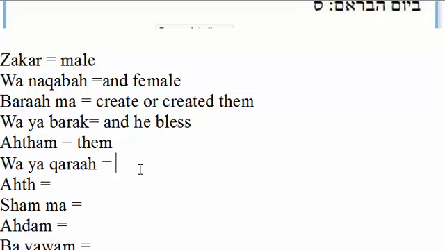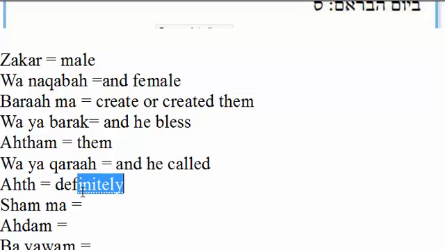Waya Kwara'a. Wa at the beginning of a word when it's not connected, again is and. Ya at the beginning of a word when it's not connected, again is he. And Kwara'a means called. Also, Quran is a similar way of saying called, or horn, because the ram's horn was used to call the people. Okay, now the next word is Ath, which means, again, definitely.